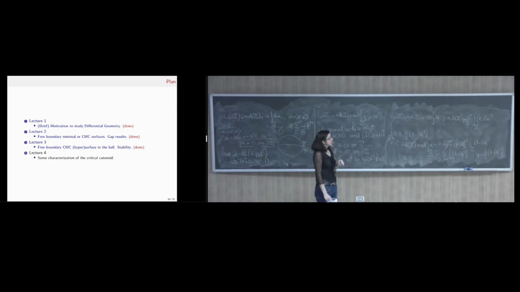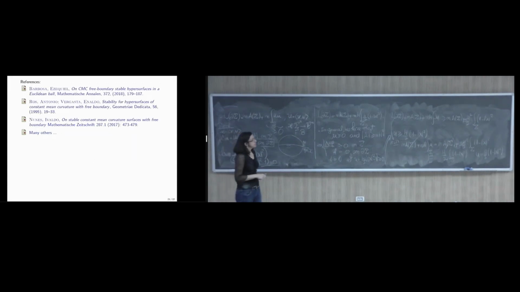Tomorrow, I will show some characterizations of the critical catenoid. I think that is important because there are some conjectures about this problem. I hope that you stay here tomorrow to see this problem, and maybe you can help me to solve it. Okay. And here you have some references about this problem.